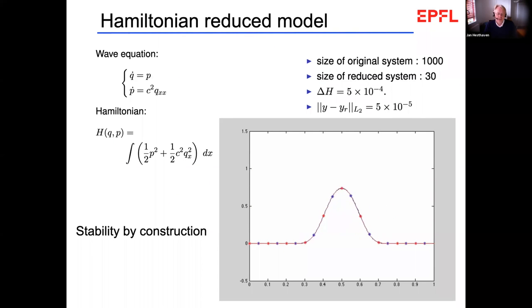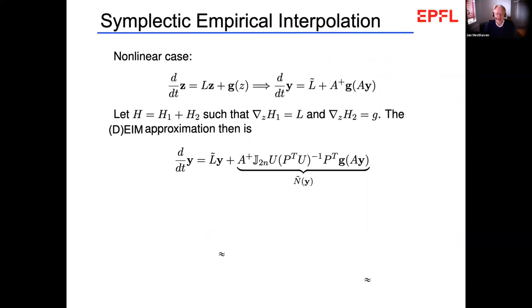And that's exactly what we see here. The wave equation that blew up a few minutes ago now, of course, runs very well. The error in the Hamiltonian is 5 × 10⁻⁴, and the reduced system is 30. So you have recovered the stability by construction by choosing the basis carefully.